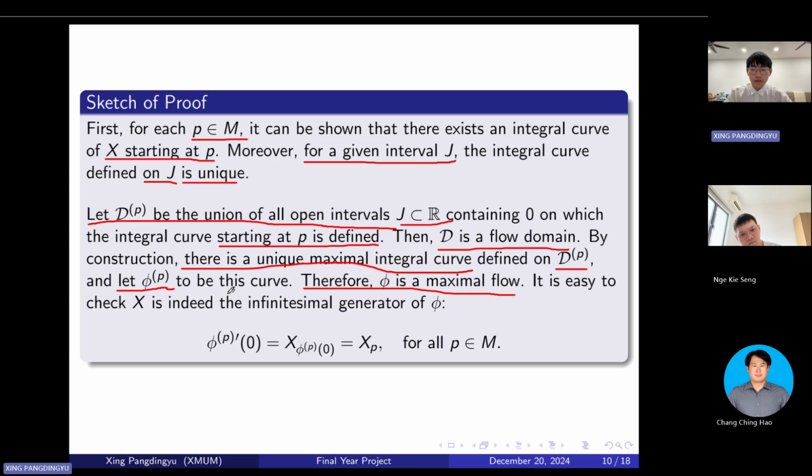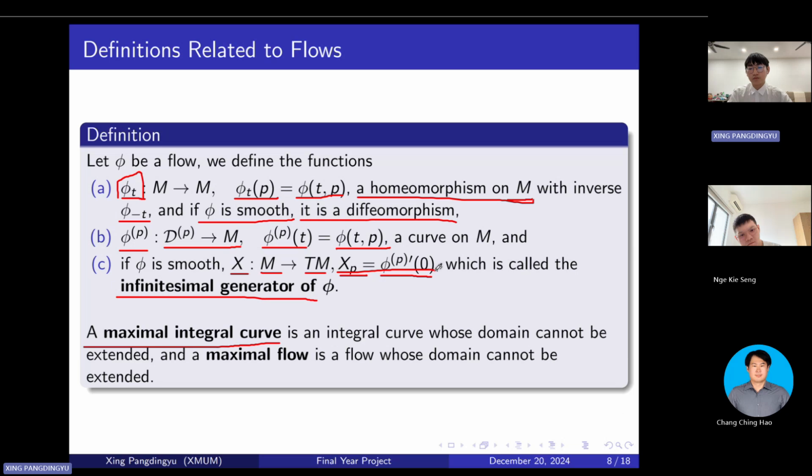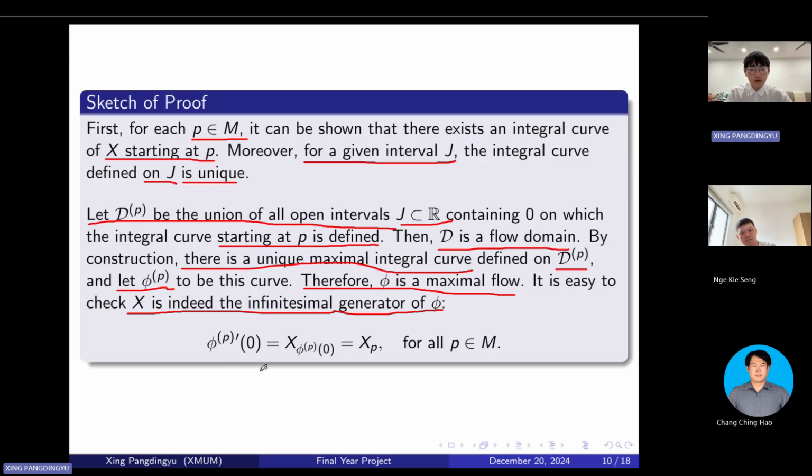And it is also easy to check that X is indeed the infinitesimal generator of phi. To check X is the infinitesimal generator of phi, by definition, we need to check that X_p is equal to phi_p prime of 0. So we start from phi_p prime of 0. Since phi_p is an integral curve, by the definition of integral curve, it is equal to X at phi_p(0). And by the definition of flow, we also know that phi_p(0) is just p. So we have X_p is equal to phi_p prime of 0, which implies that X is the infinitesimal generator of phi.